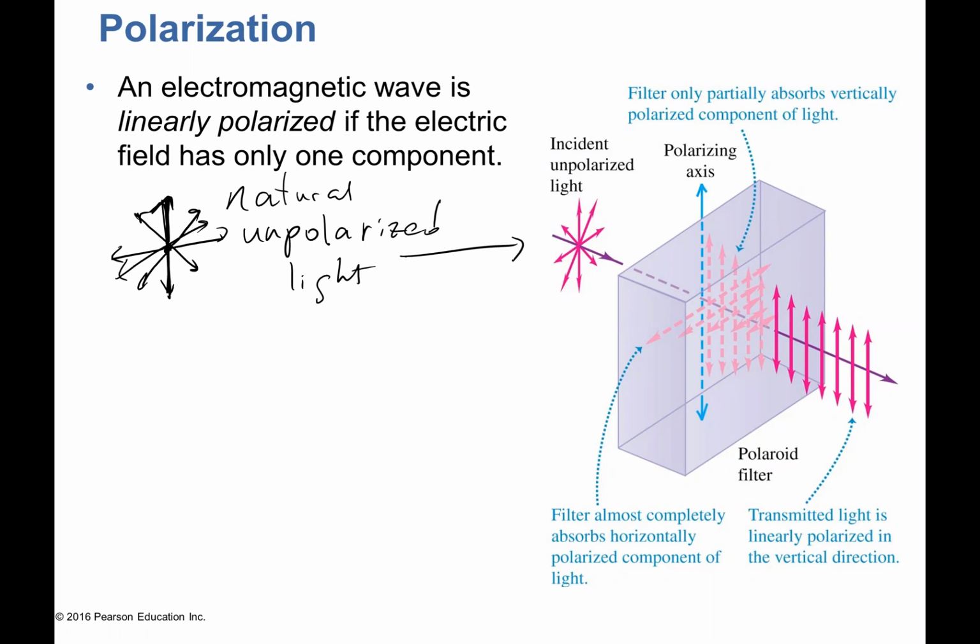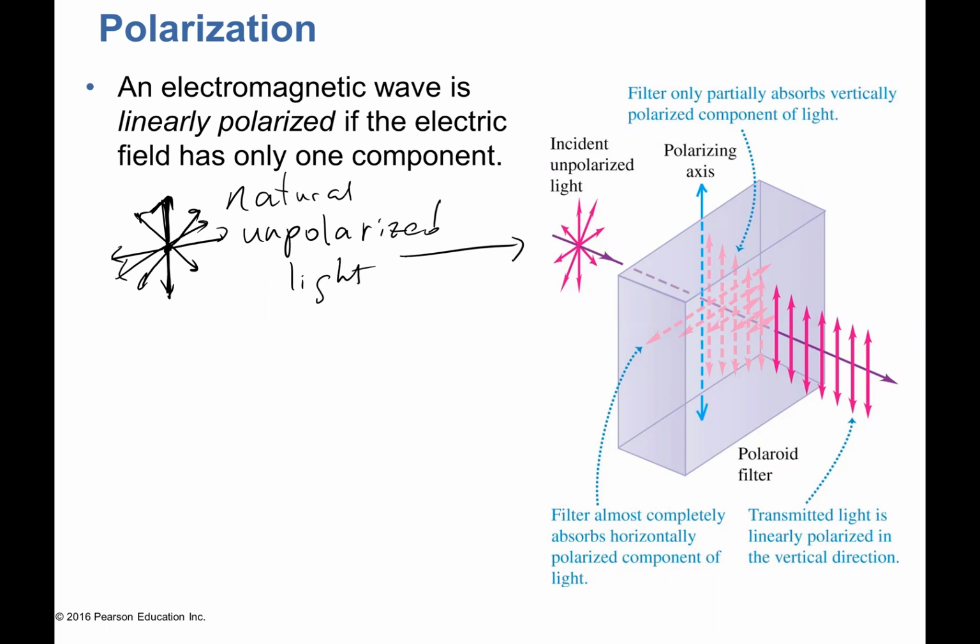That means you can't just say it's either vertical or just horizontal or just this, right? It generates in every single direction, as a function of time. So that's why we call it natural or unpolarized light. But one thing we can do, we can polarize it. So what does it mean, polarizing the light?